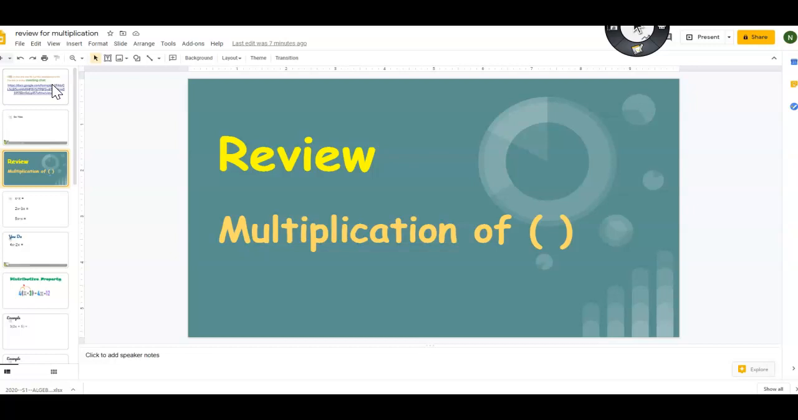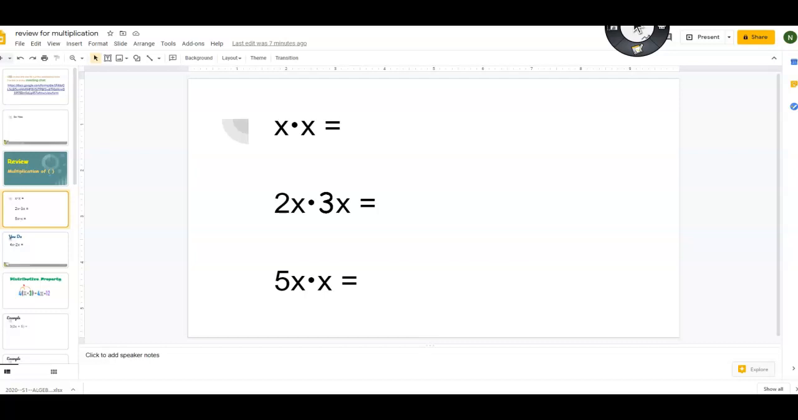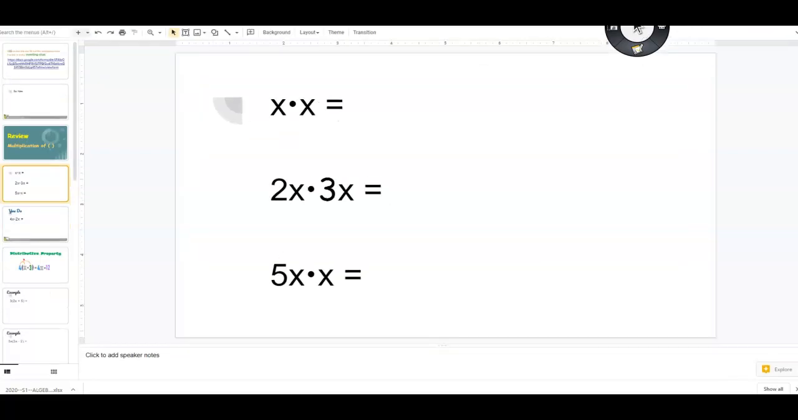In this video, we're going to review for the multiplication of parentheses. So let's look at the most basic multiplication here. So x times x, we know it is x squared. When you have the same base times each other, you just need to add up the little exponents on the top. Okay? So 2x times 3x.